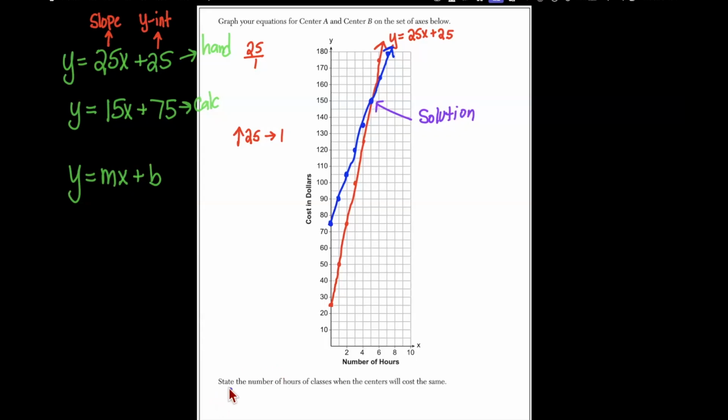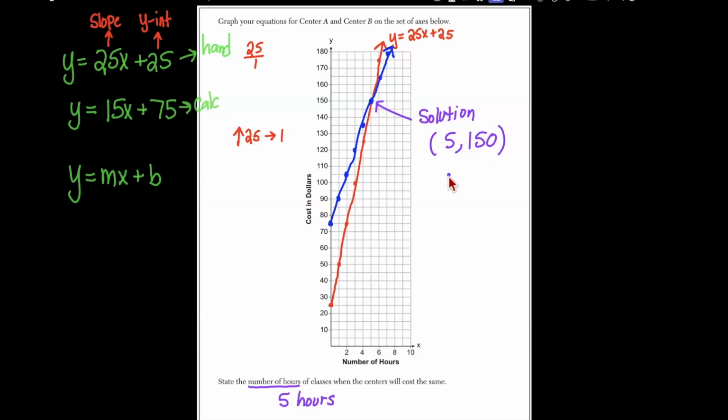Now let's see what the question was. State the number of hours of classes when the centers will cost the same. My actual solution is at (5, 150), but this isn't asking for the entire solution. All it wants is the number of hours, which is down here. That's my x-coordinate. So it's going to be 5 hours, where both of them end up having a cost of $150.